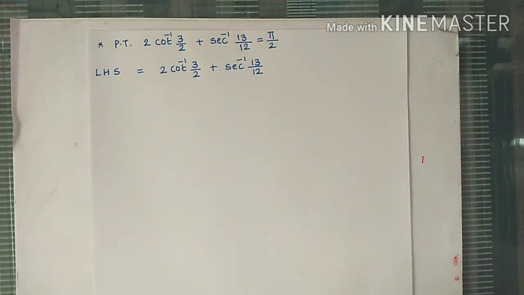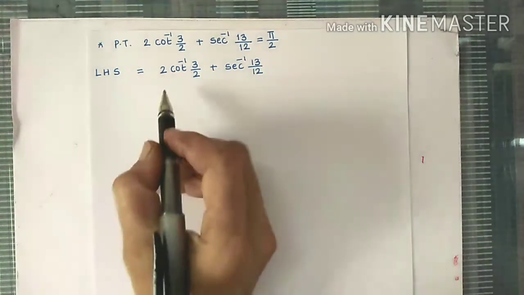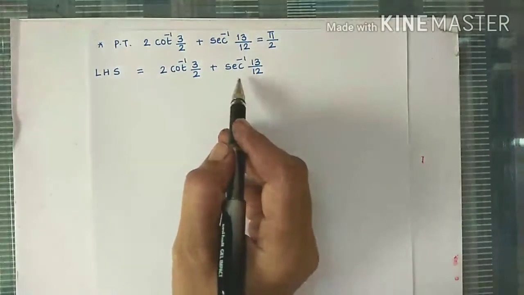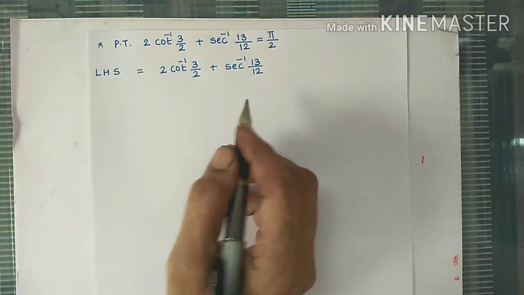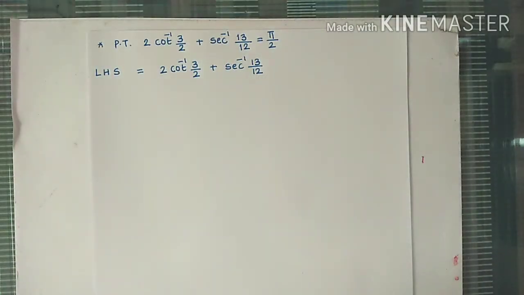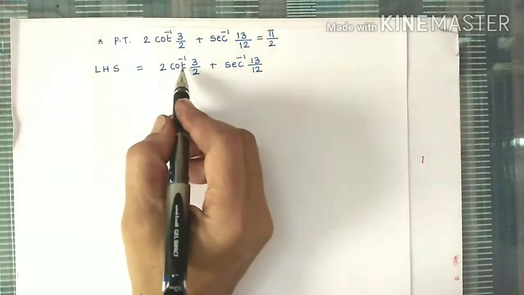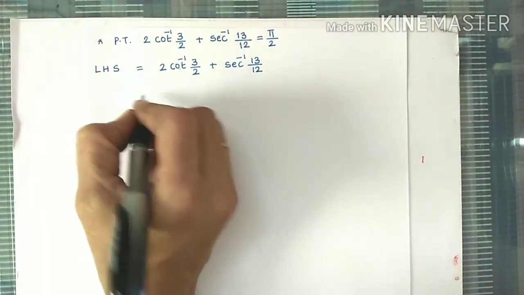Consider this question. Prove that 2 cot inverse of 3 by 2 plus sec inverse of 13 upon 12 equals pi by 2. So in the left hand side we have 2 cot inverse of 3 by 2 plus sec inverse of 13 upon 12. Now how to solve this question? Let's convert cot inverse into tan inverse.